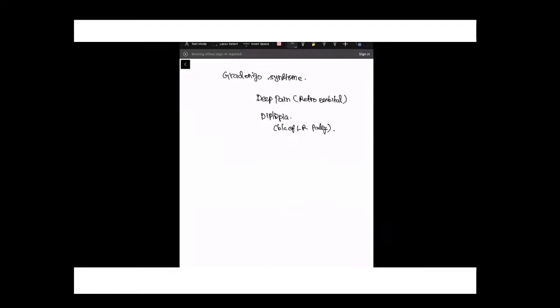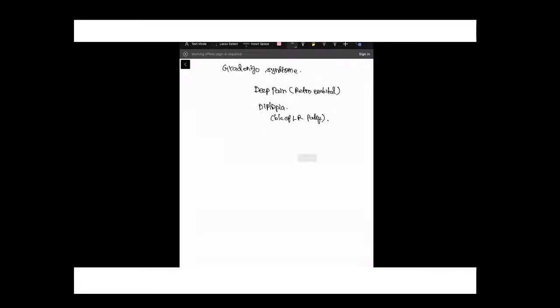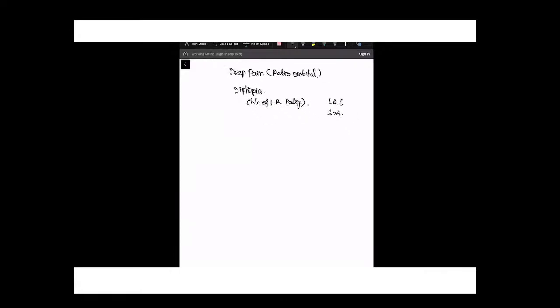Lateral rectus is supplied by which cranial nerve? Anyone? Third cranial nerve. Sorry, sixth cranial nerve. Yes, please don't get confused. LR6 SO4. So because of abducent nerve palsy, sixth cranial nerve palsy.